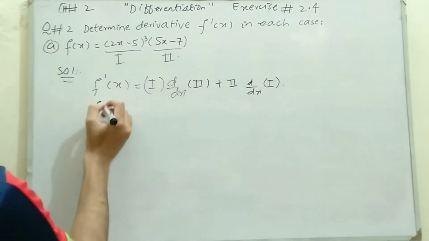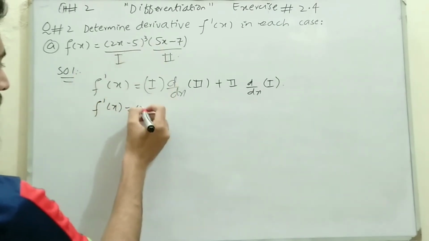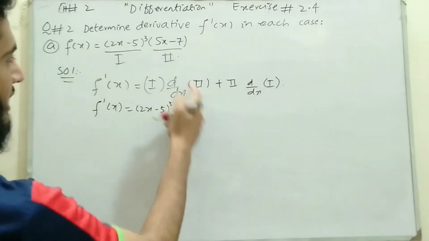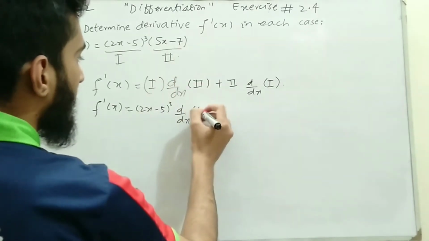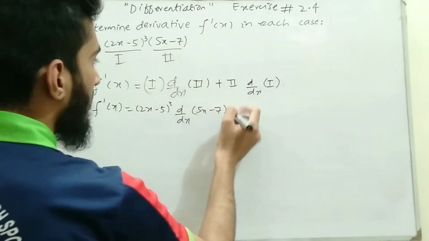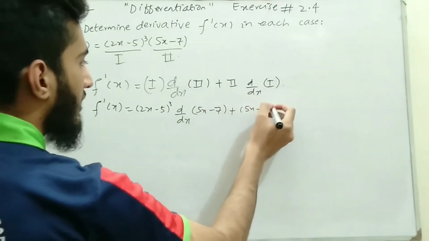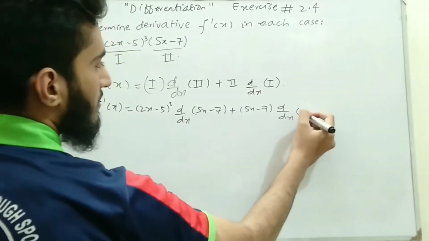So f prime of x will be equal to the first function. First function is (2x minus 5) whole cube. So (2x minus 5) whole cube multiply d by dx of second function, which is 5x minus 7, plus second function which is 5x minus 7 and d by dx of first function. First function is (2x minus 5) whole cube.